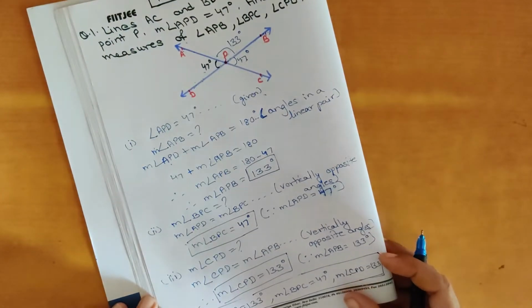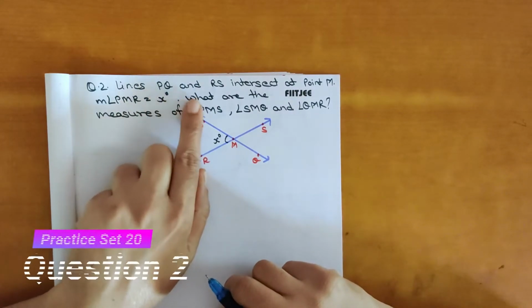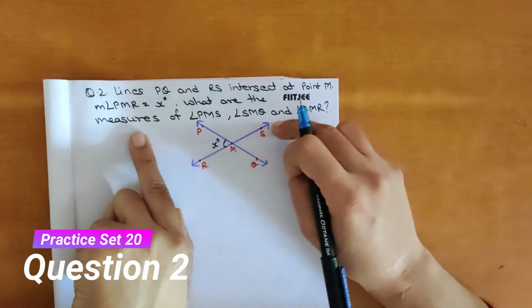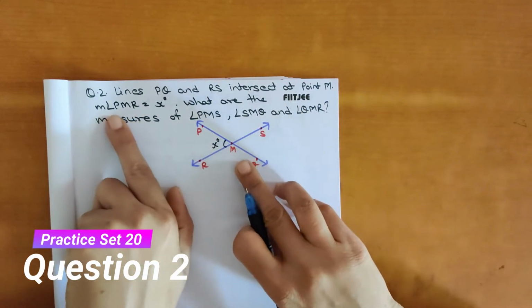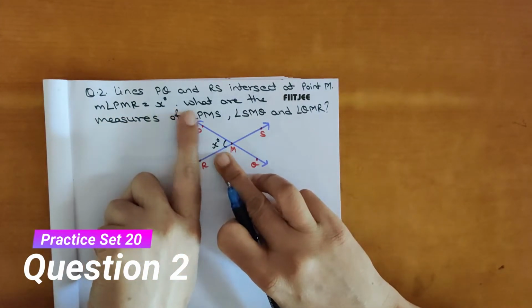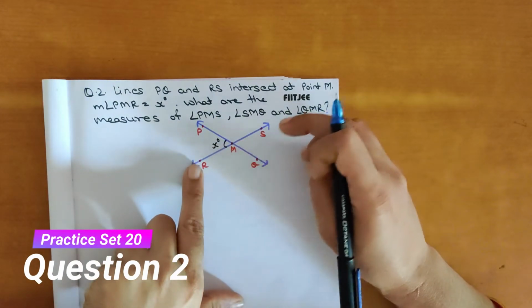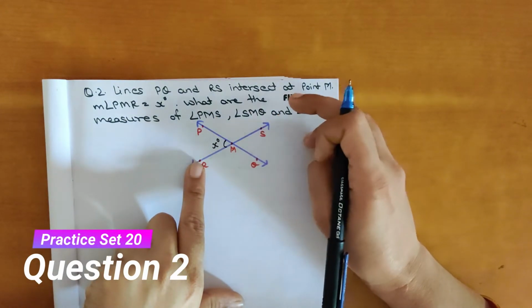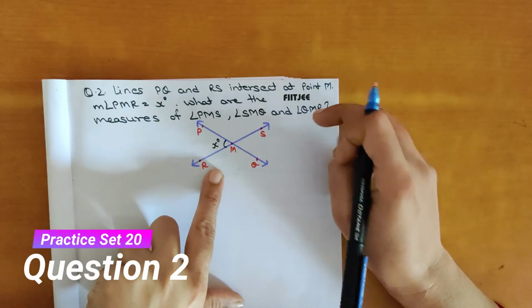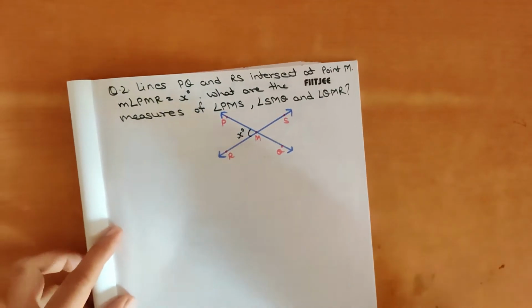Now we will go for the next question. It is given lines PQ and RS intersect at point M, and measure of angle PMR is given as 60 degrees. So what are the measures of angle PMS, then angle SMQ and angle QMR? So we have to find out the measures. So what is given? From there we will start.